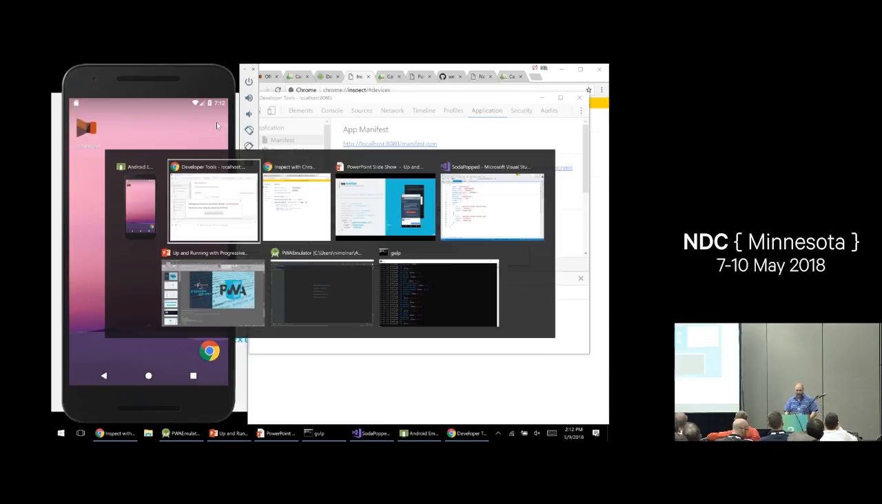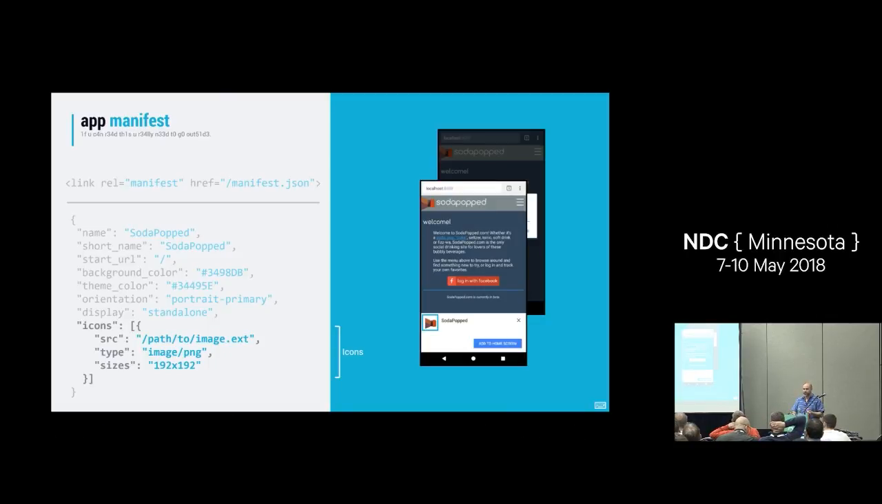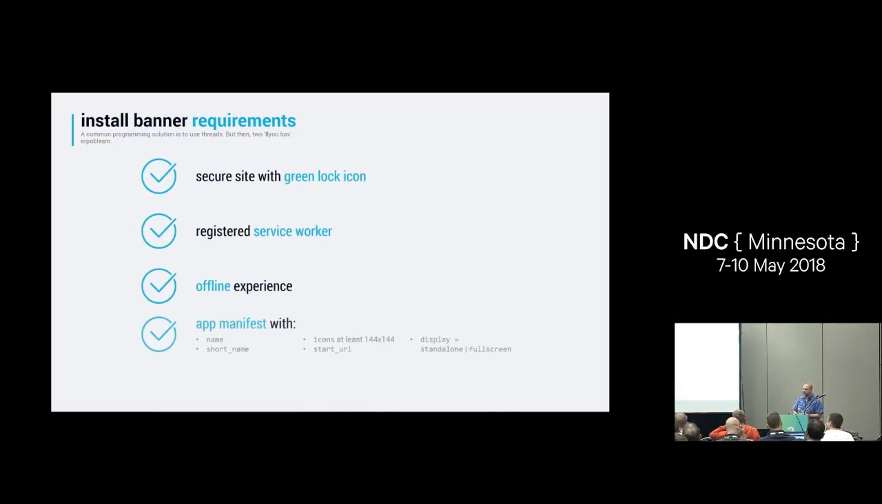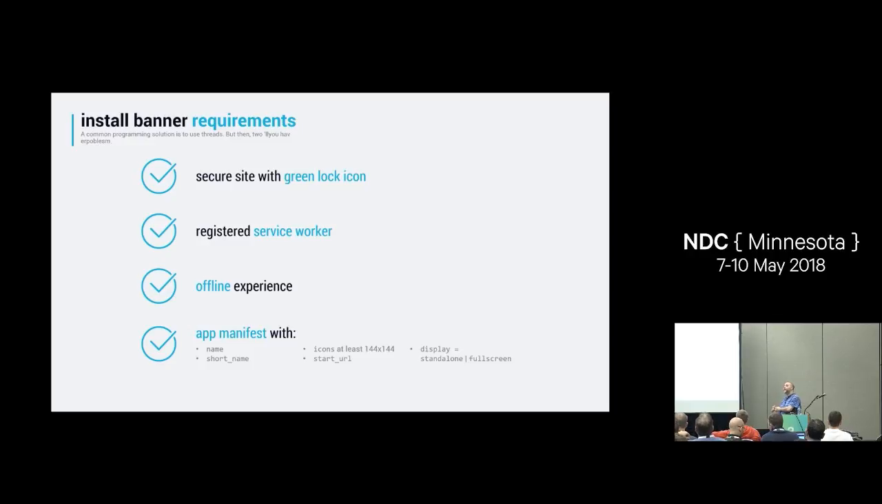Now, I told you that the browser will decide for you when that banner gets pushed on the users. And it does that through a set of heuristics. So first of all, your site has to be secure with a green lock icon, which means that not only is your page served over HTTPS, but all of the assets that your page requires are served over HTTPS. So you might need to work with any ad vendors or third-party scripts that you have to make sure that's happening. You have to have a service worker registered, which you all know how to do.